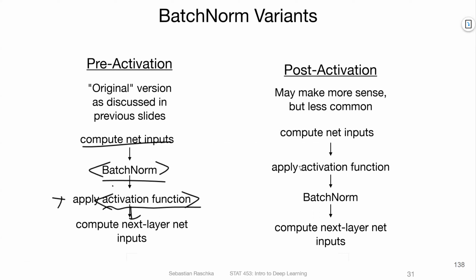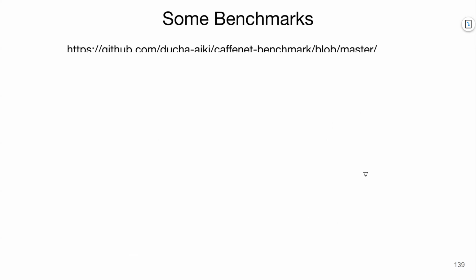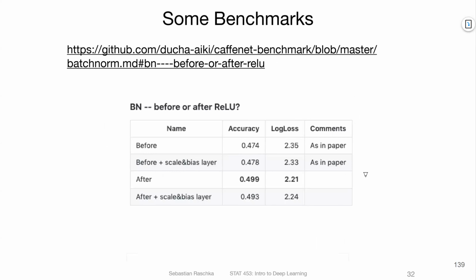However, you can apply activation function before batch norm. This is called post-activation. This one makes more sense, but is less common. Because activation function has its own distribution and its own effect. However, if you apply batch norm after activation function, then it can cancel out the effect of activation function. And there are some benchmarks. What about employing batch norm before or after? You can have a look at this research outcome if you're interested.